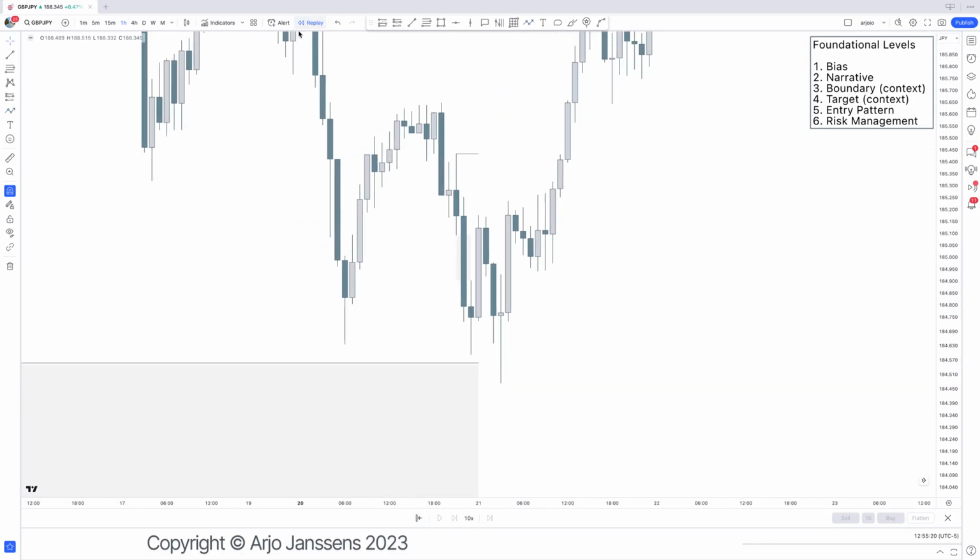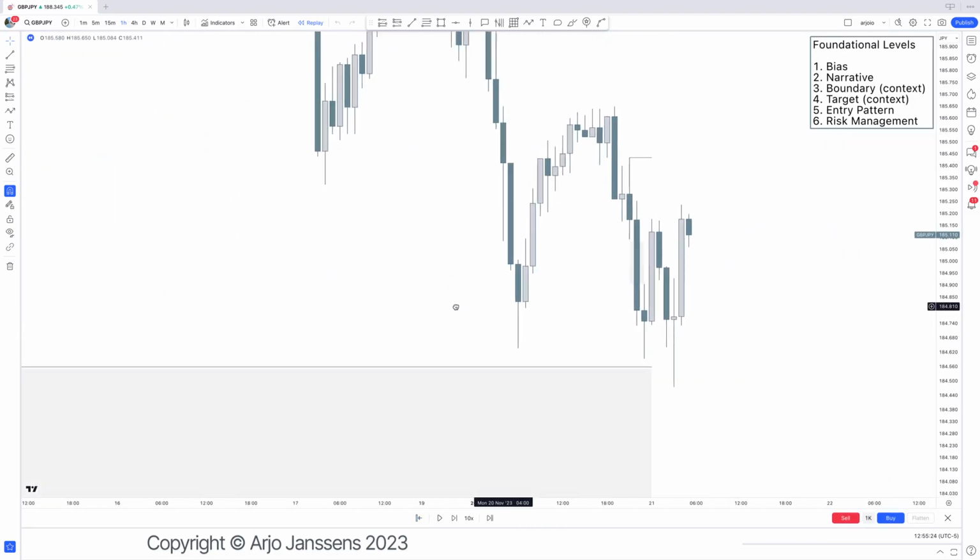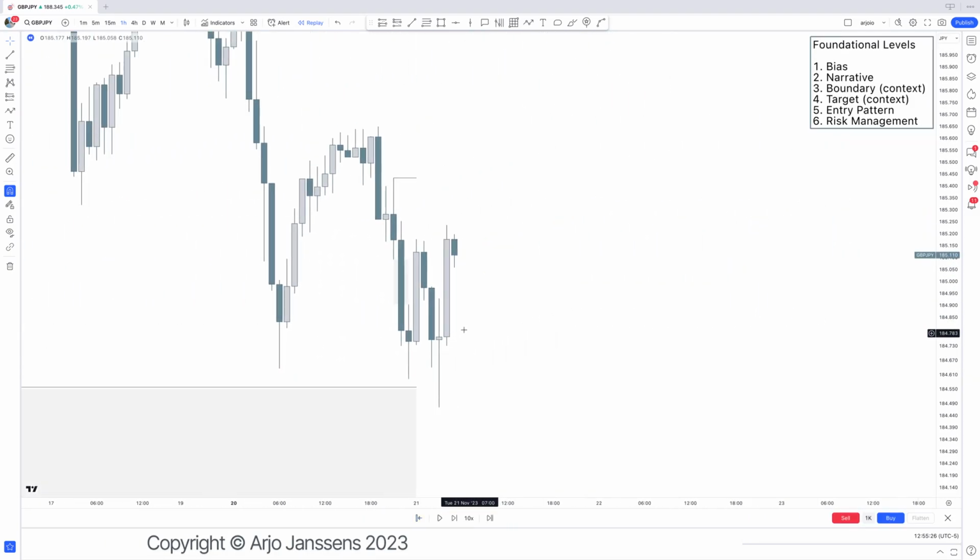Because at this moment in time, if we use the replay tool right here, we had this bearish order flow leg, and we had this bullish order flow leg that didn't follow through. So at that moment in time, we have a bearish fair value gap, a bullish fair value gap. This is where price has created a sharp turn, where price is now 50-50.